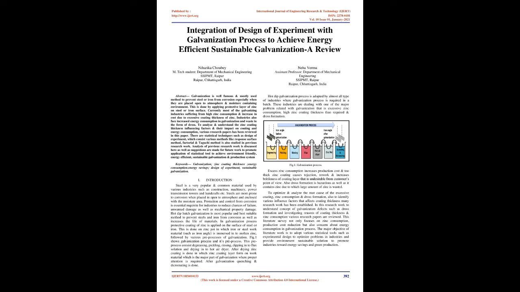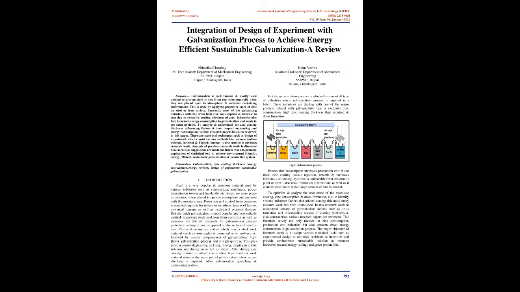Hot dip galvanization process is adopted by almost all types of industries where galvanization is required in a batch. These industries deal with one of the major problems related to galvanization, that is excessive zinc consumption, higher zinc coating thickness than required, and dross formation. Excess zinc consumption increases production cost, and too thick a zinc coating causes rejection, rework and increases brittleness of the coating layer, which is undesirable from the customer's point of view. Also, dross formation is hazardous and contains zinc, due to which a large amount of zinc is wasted.